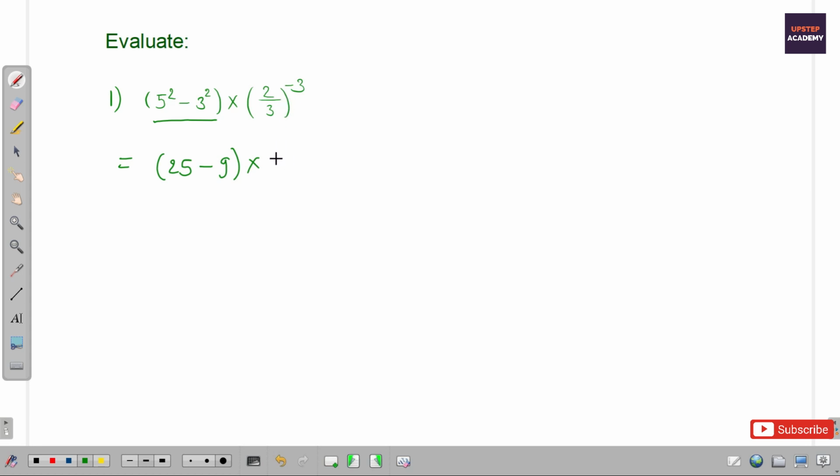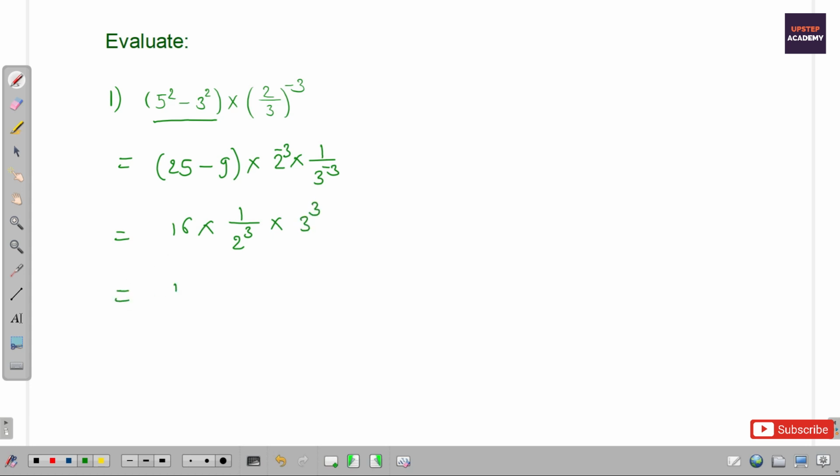It will be equal to 2 raised to minus 3 into 1 upon 3 raised to minus 3. It will be equal to 25 minus 9 is 16, into 2 raised to 3 is 1 upon 2 raised to 3, into 3 raised to 3, which is at the denominator. It will go up in the numerator and it will be equal to 3 raised to 3.